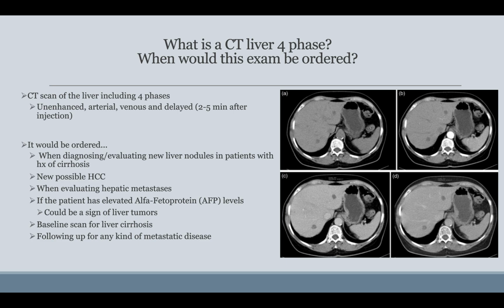It would also be ordered if the patient has elevated alpha-fetoprotein lab levels. Alpha-fetoprotein is a tumor marker test, so if this is elevated, it could be a sign of a liver tumor. It could also be ordered as a baseline scan for liver cirrhosis and following up for any kind of metastatic disease.